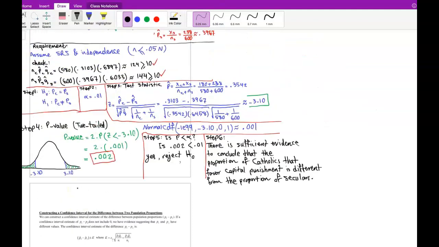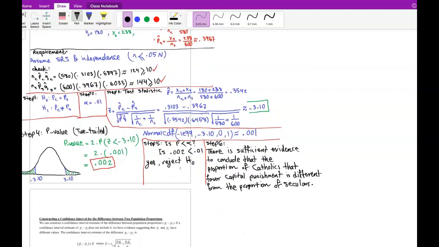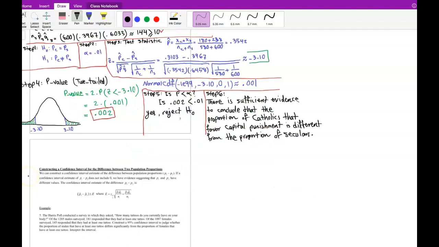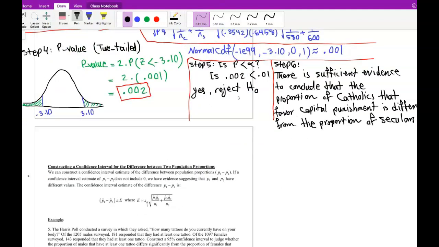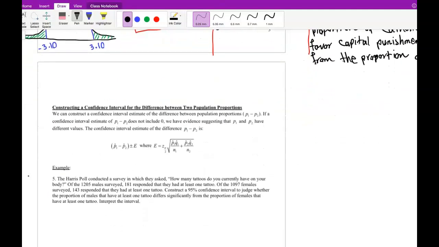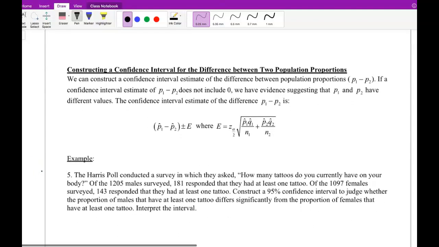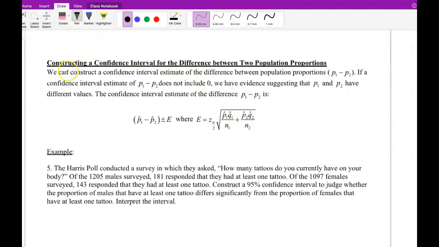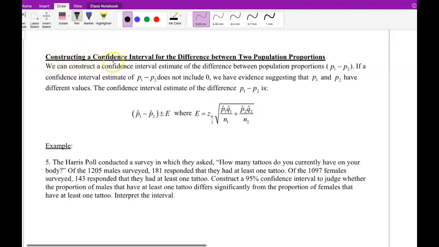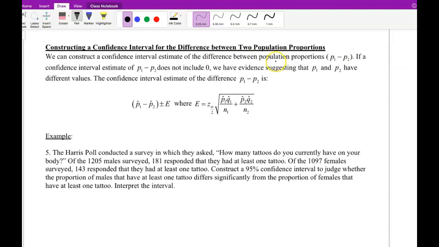Okay, we finished that example. Now next page. In this part we want to construct a confidence interval for the difference between two population proportions. So we have these two population proportions, P1 and P2. We want to find what that difference is.